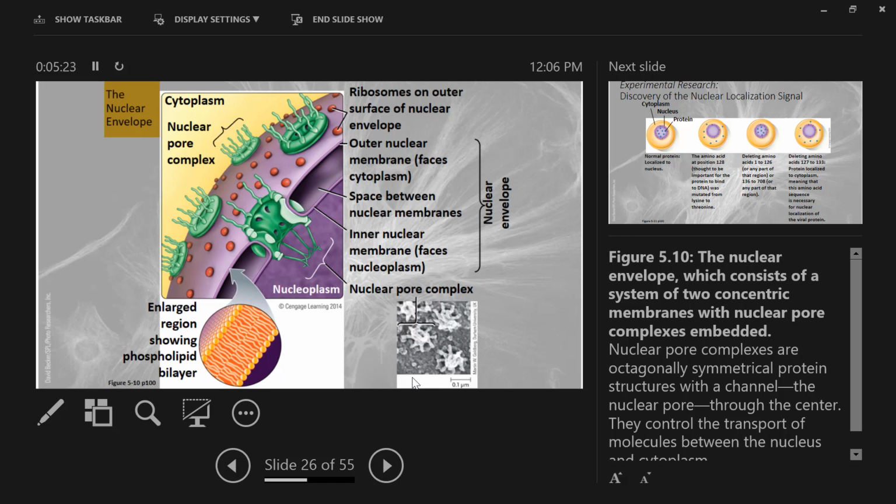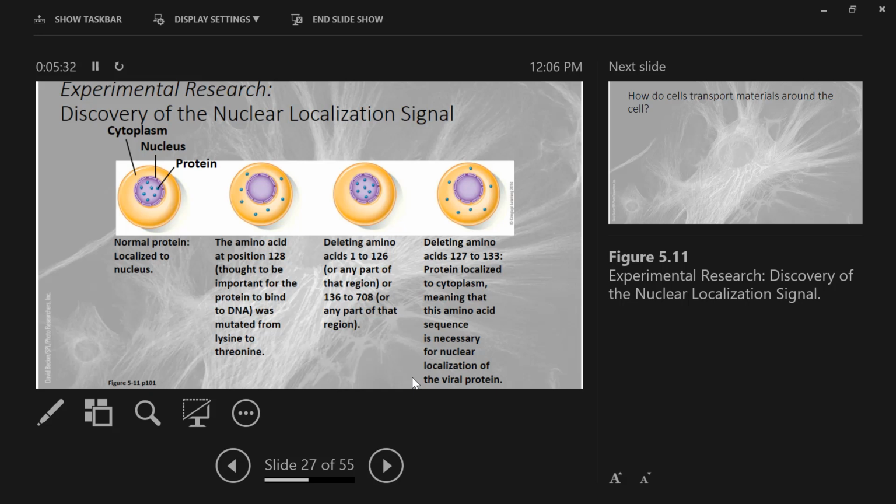And as we talk about cell membranes next week, you'll start to realize why that is a challenging task, moving through membranes. Here's some of the research that was done demonstrating the existence of the nuclear localization signal.